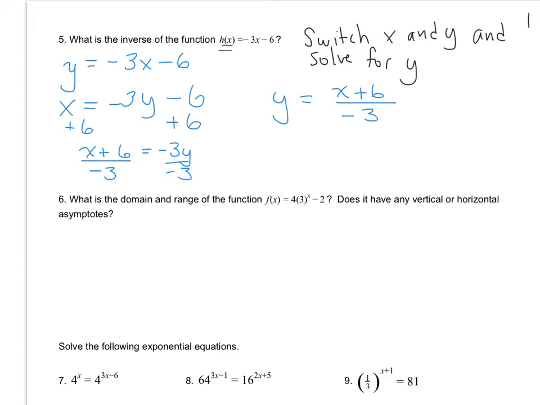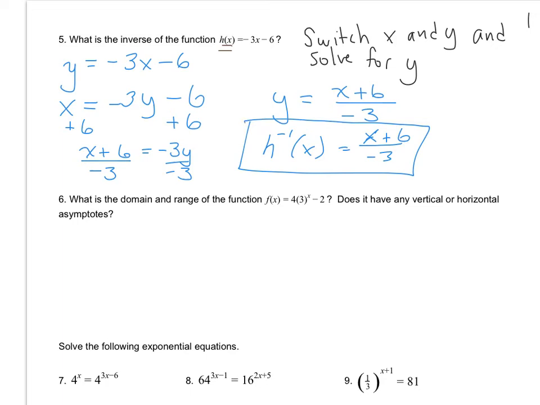So that's the inverse. If we want to write it with inverse notation, we would just say it's h inverse of x equals x plus 6 over negative 3. Both are fine, but now this is the inverse of that function.